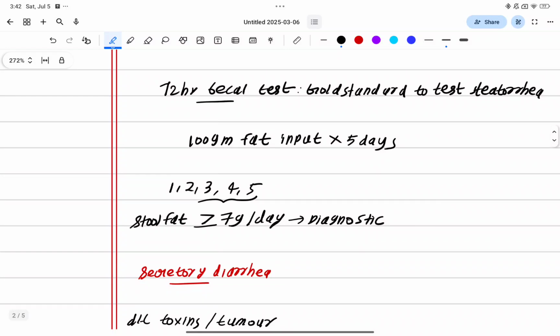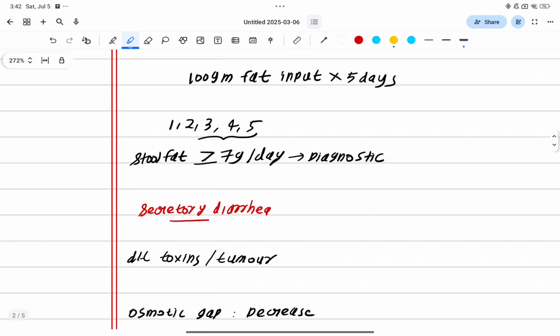Now there is a diagnostic or gold standard test to check whether steatorrhea is present. It is known as the 72-hour fecal fat test. We prescribe a 100-gram fat diet for 5 days, and over the last 3 consecutive days, that is day 3, day 4, day 5, if the stool fat content is more than or equal to 7 gram per day, it is diagnostic.